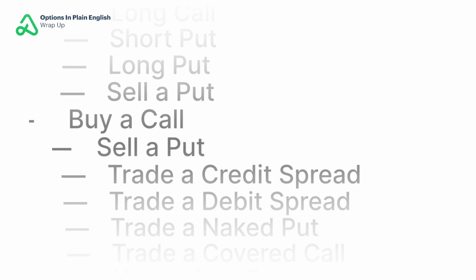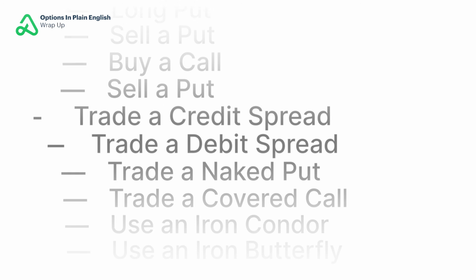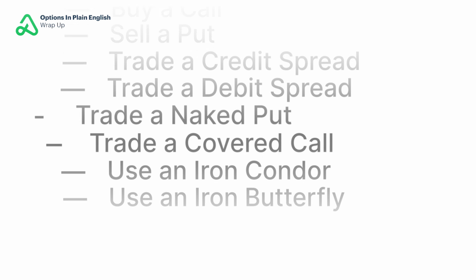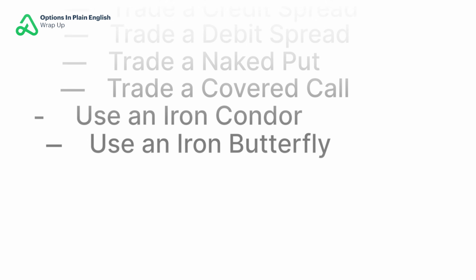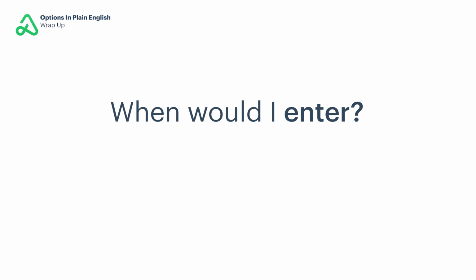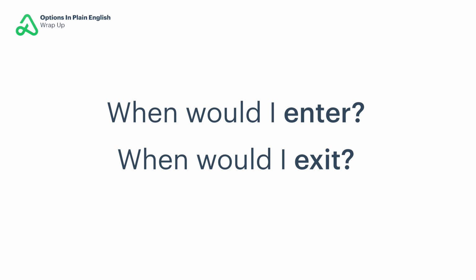And that's where we're going in the next series. The beginner series was all about understanding options. The next series is about turning trading decisions into rules. Because most traders focus on strategy. They ask, should I buy a call? Should I sell a put? Should I trade a spread or a covered call? Use an iron condor? But the better questions are, when exactly would I enter and when exactly would I exit?